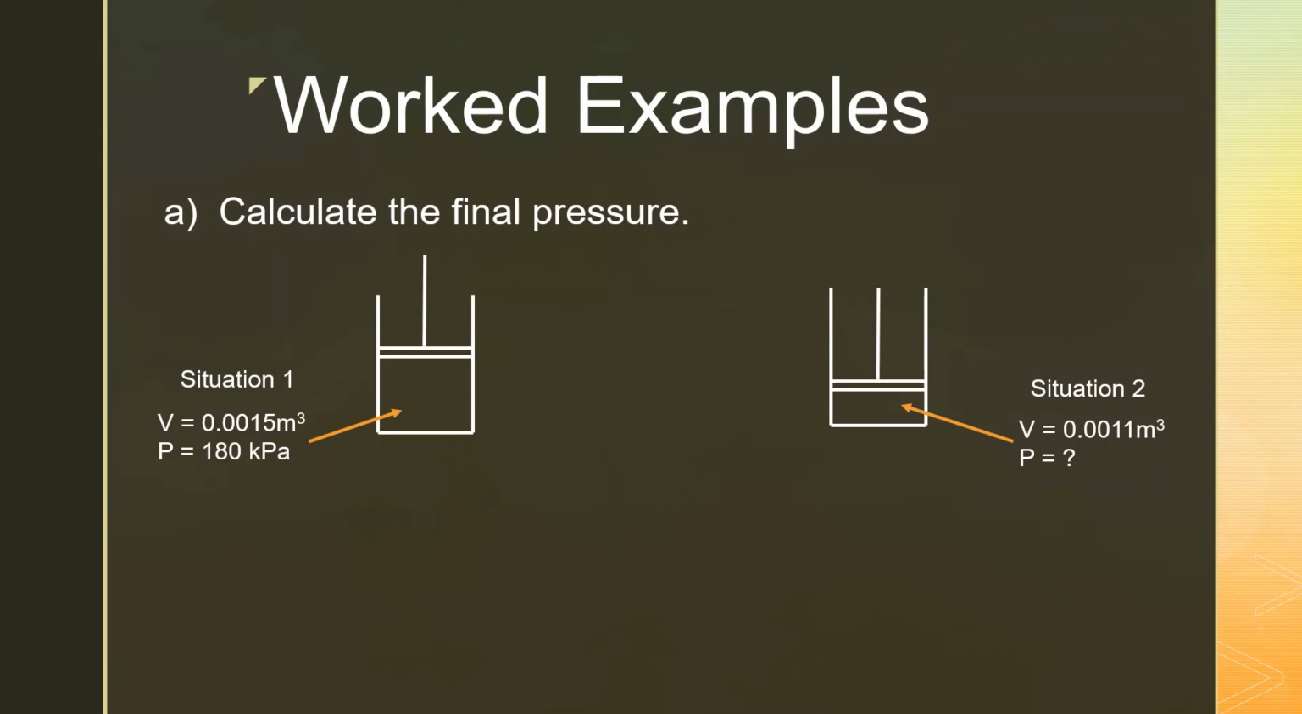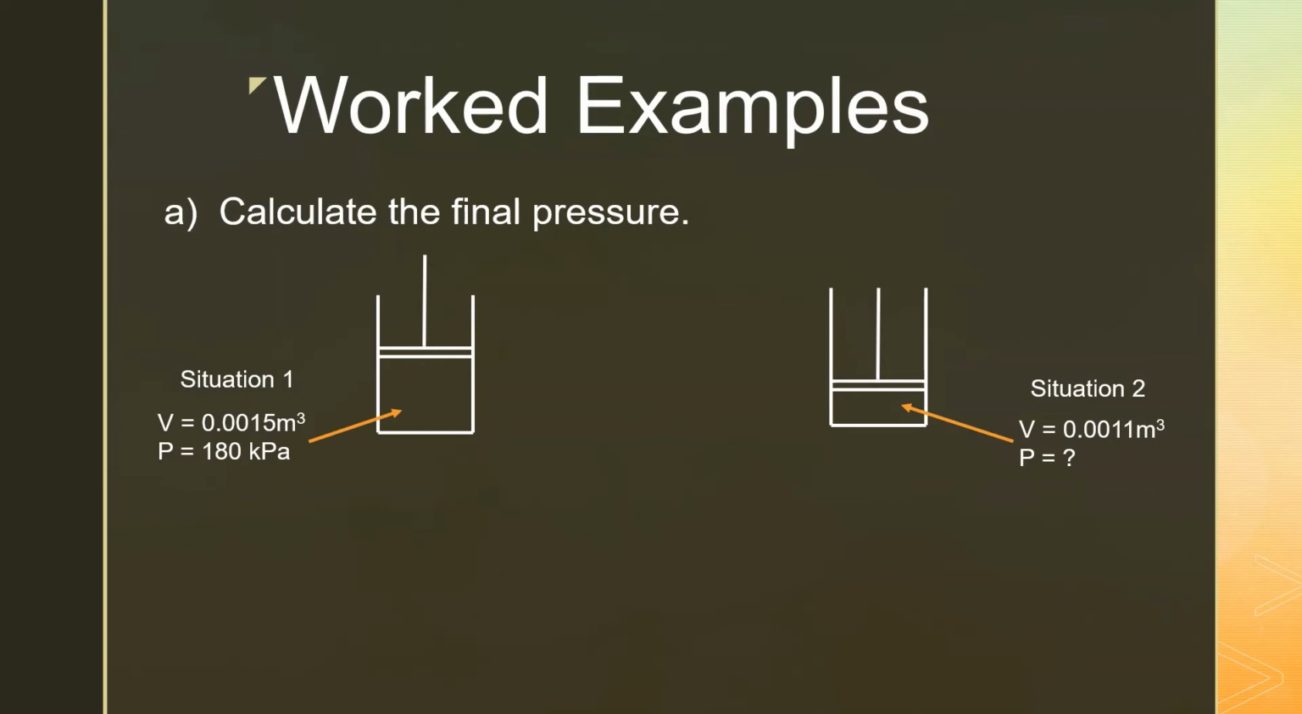We've got two situations. Situation one is our piston when it's up the top of the cylinder. So I've got a volume of 0.0015 meters cubed and a pressure of 180 kilopascals. In situation two, the piston head has been pushed down and I've got a volume of 0.0011 meters cubed, and the pressure I don't know. That's what I'm trying to find out. So how are we going to solve this?